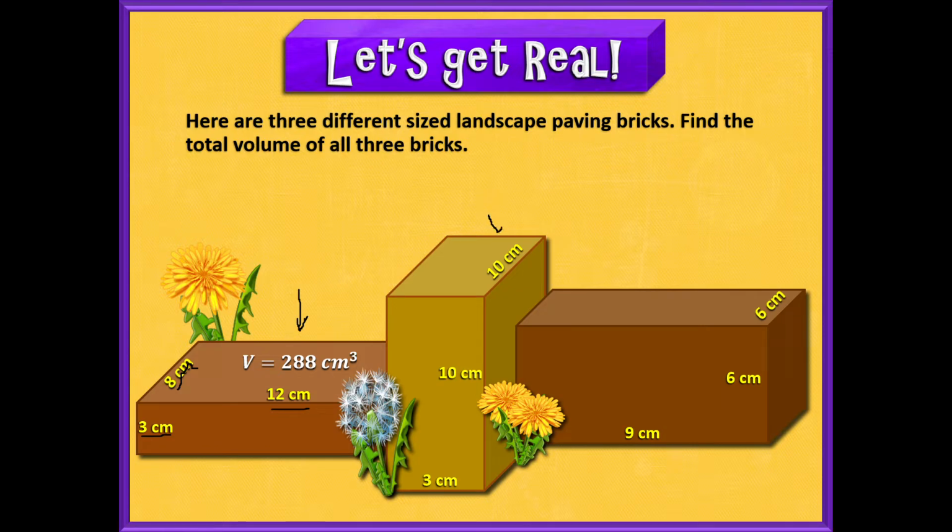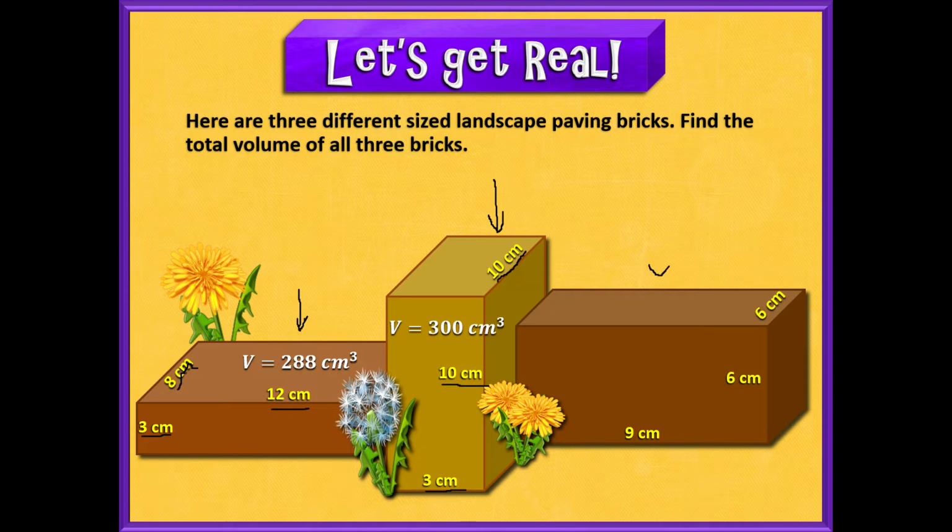Now we're going to look at the second brick. And that's the one in the center. We are going to find the length, which is 3 centimeters. The width, which is 10 centimeters, and the height, which is also 10 centimeters. So length, 3 times width, which is 10. 3 times 10 is 30. Now I just need to multiply 30 by the height. 30 times 10 would be 300 centimeters cubed.